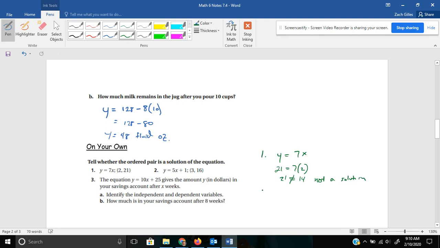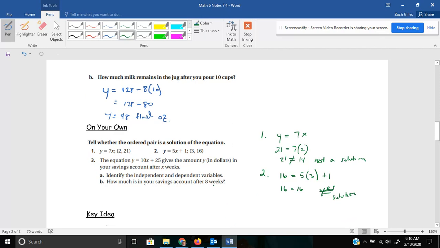Number 2, we've got y, which is 16, equals 5 times x, and in this case, x is 3, plus 1. All right, 16 equals 5 times 3 is 15, plus 1 is 16. So yes, that is a solution.